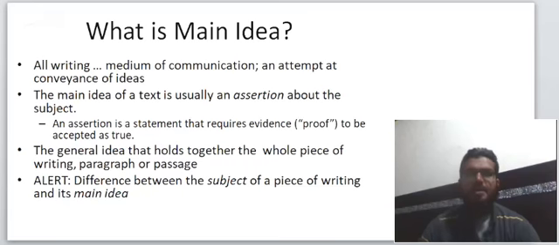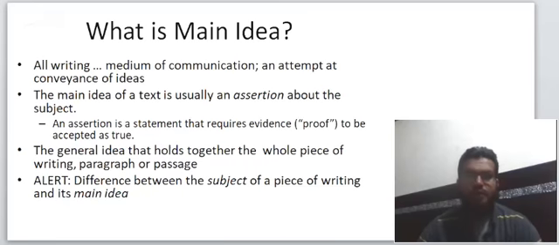So the main idea of a text is an assertion about the subject. So basically there are two things that you should focus on, and you should not confuse. One is subject and the other is main idea, and these two are actually different, and I'll not only explain it theoretically, but I'll also offer you a few examples in order to develop concrete understanding of this discussion.